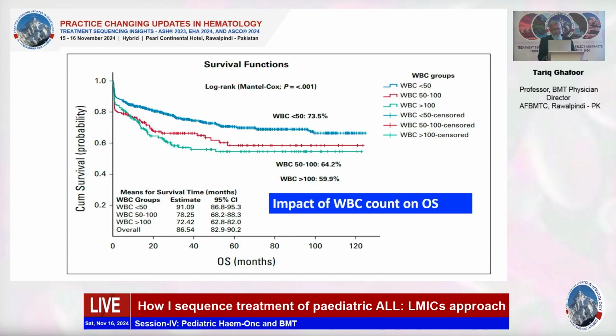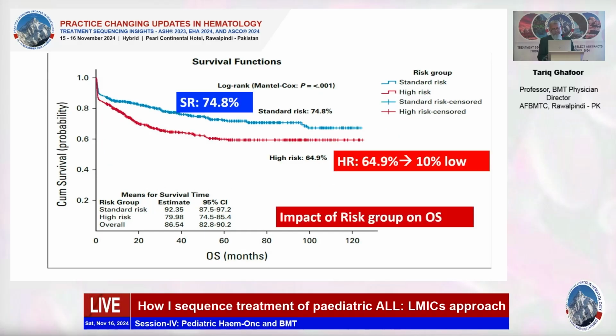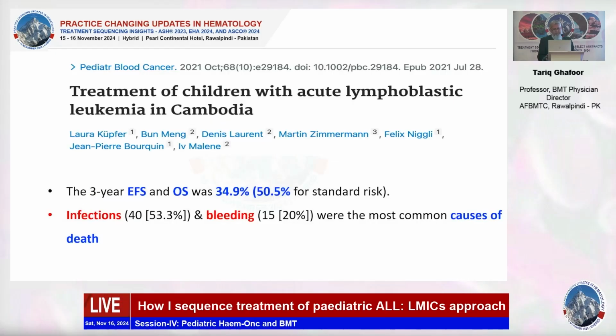This is just a graphic presentation of the same: high WBC count is associated with decreased survival, and the standard risk patients have a higher survival rate as compared to the high risk patients. If you look at the other study, this one is from Cambodia. Again, the problem is almost the same. If you look at their event-free survival and overall survival, only about 1/3 of the patients have event-free survival. Infection and bleeding are the major problems.